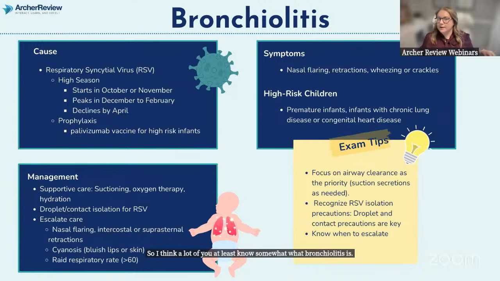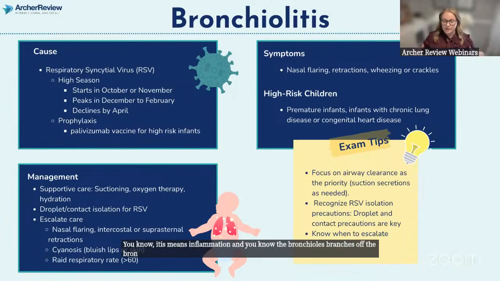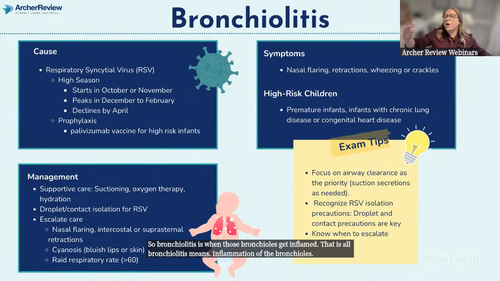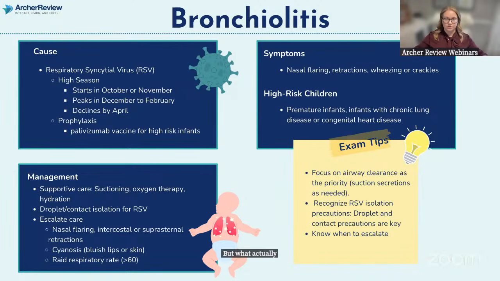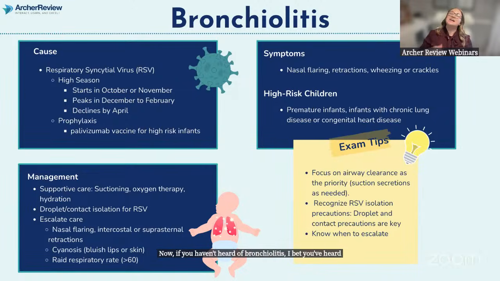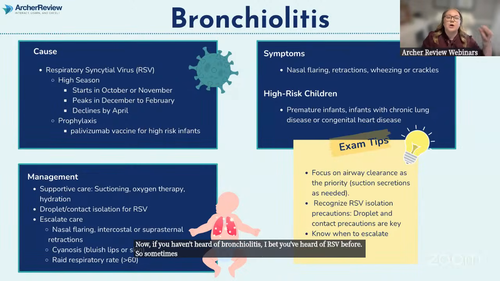You know, itis means inflammation, and you know the bronchioles, little branches off the bronchi going down in the airways, right? So bronchiolitis is when those bronchioles get inflamed. That is all bronchiolitis means, inflammation of the bronchioles. But what actually causes those bronchioles to get inflamed? It can be a number of things. Usually it's a virus, and usually the virus is respiratory syncytial virus, or RSV. Now, if you haven't heard of bronchiolitis, I bet you've heard of RSV before. So sometimes people call it RSV bronchiolitis.